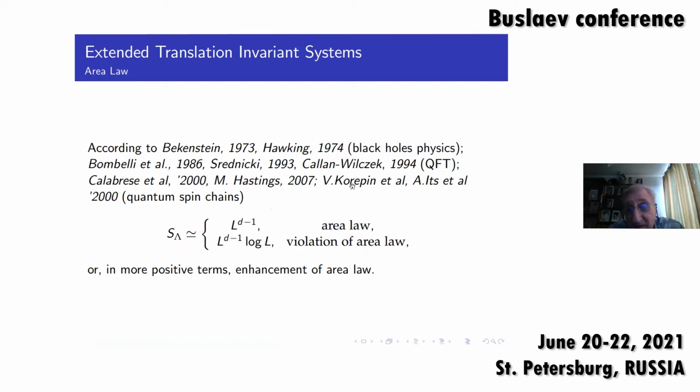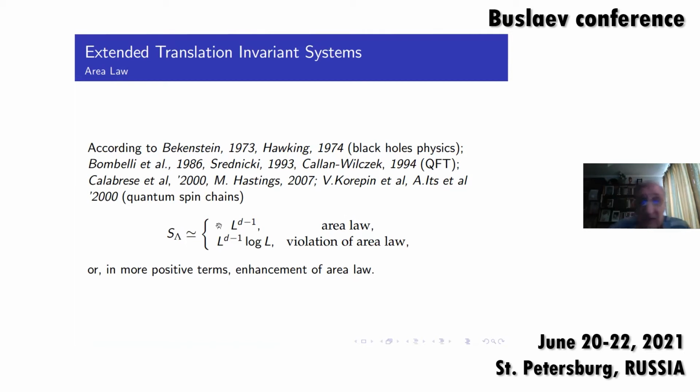There were our friends Korepin and Its doing some models, simple physically, but not simple mathematically, so-called quantum spin chains. They found a lot of results, partly rigorous, partly not. This sign means that I am just giving the order of magnitude. Not always is it possible to find the asymptotics, but quite often you can find a constant here, but I just would like to show the scaling.